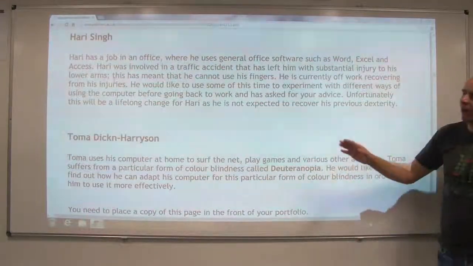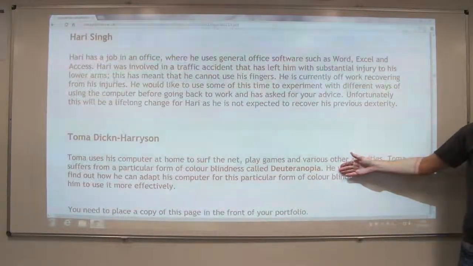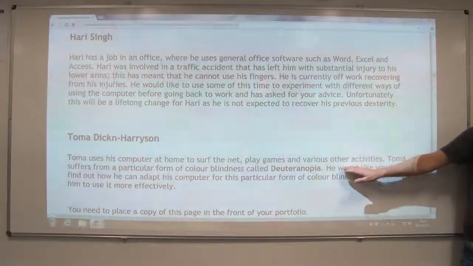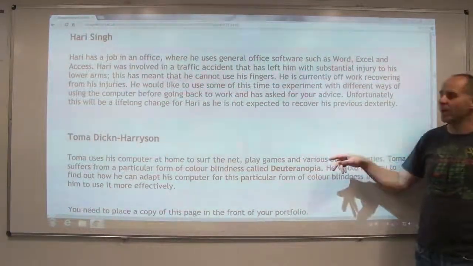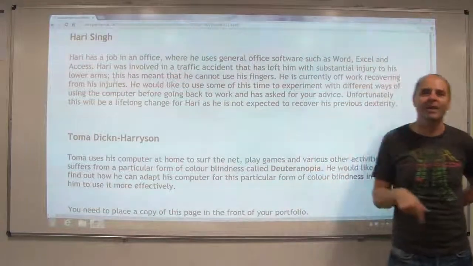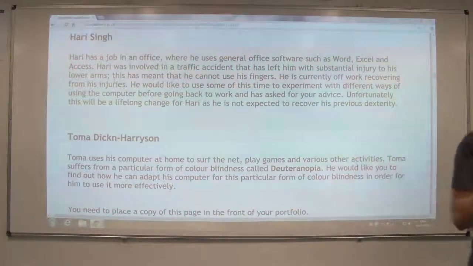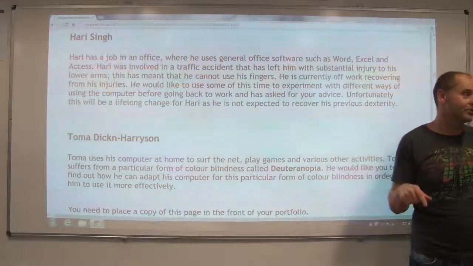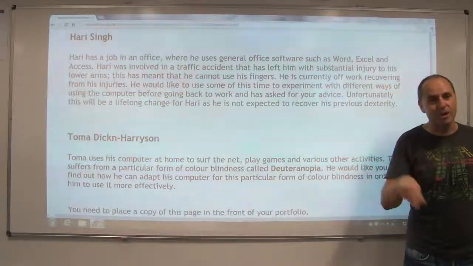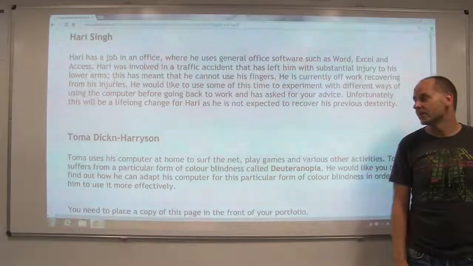Okay? Right, when you come on to Toma, he's suffering from colour blindness. Now, colour blindness is something that affects 1 in 10 males. Okay, it's something to do with the male chromosome, because it only affects 1 in 100 females. Okay, so there's probably a couple of us in here who've got colour blindness.